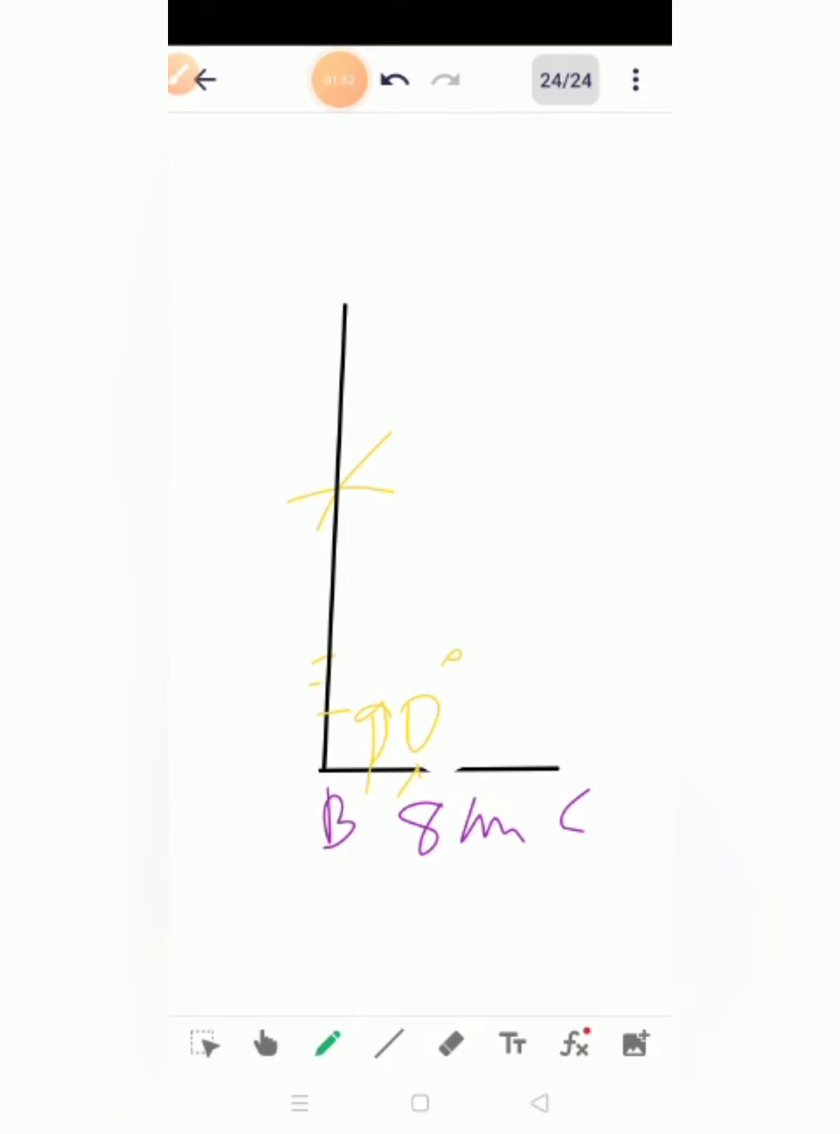And what else? From here, AB, you take A somewhere here. AB should be 6 cm. You measure by your scale and you join this AC. Fine, join the AC like this. Fine. After this is your required triangle.